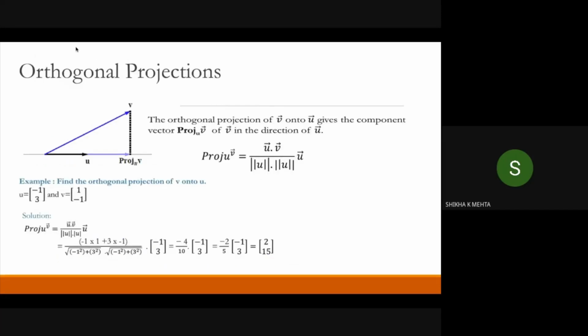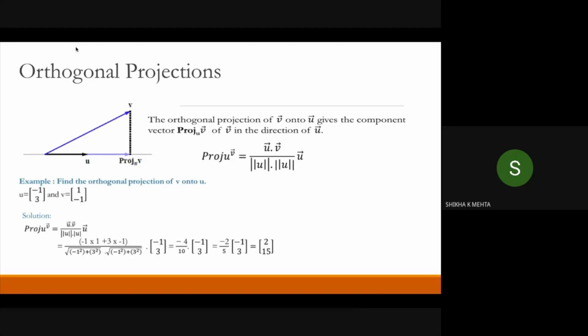Then when we talk about these vectors, the important thing is these projections. They are very important for understanding, because projections are applied everywhere in machine learning. We talk about the orthogonal projection of a vector v onto vector u. It gives the component vector projection of v over u, and it is in the direction of u. Here we have two vectors, vector u and vector v, and in the diagram you can see the projection of vector v on vector u. This is how we write it.